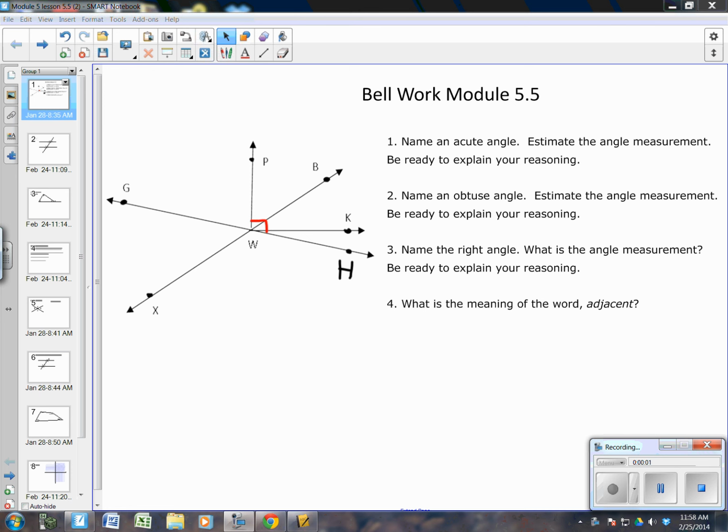If you were not in class today, this was the bell work that we did. You don't have to do it if you had an excused absence, but you need to know these words, especially the word adjacent. Adjacent means two angles that share the same side. So like PWK and KWH are adjacent angles.